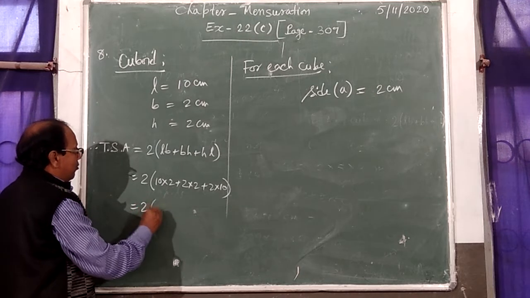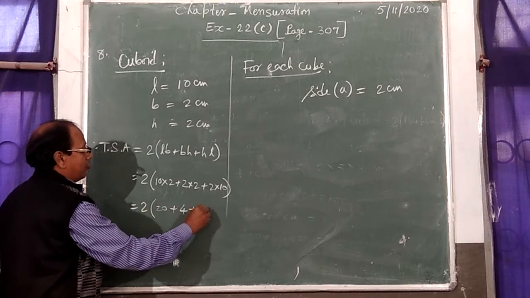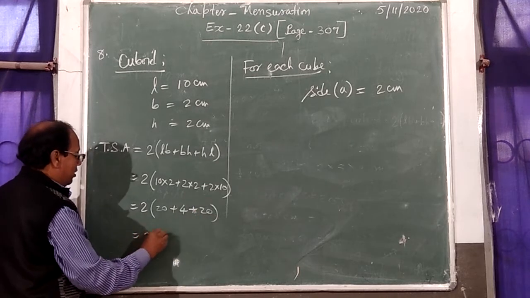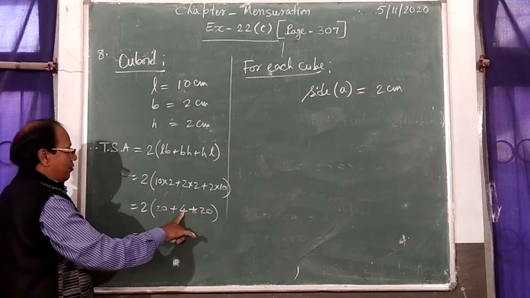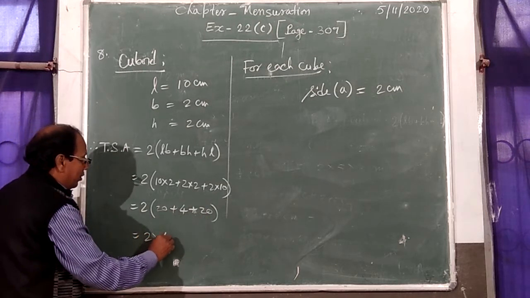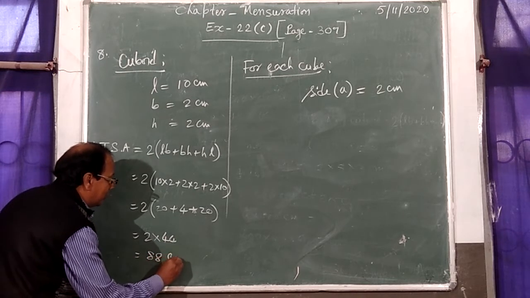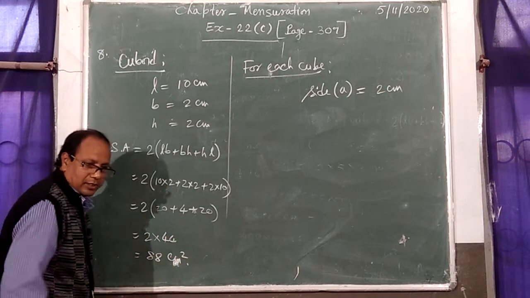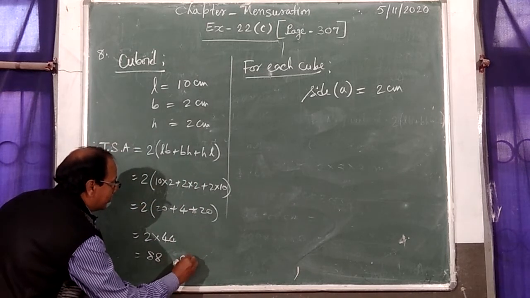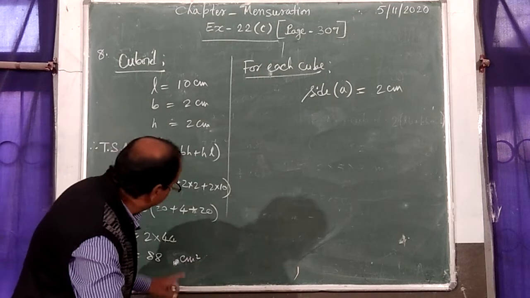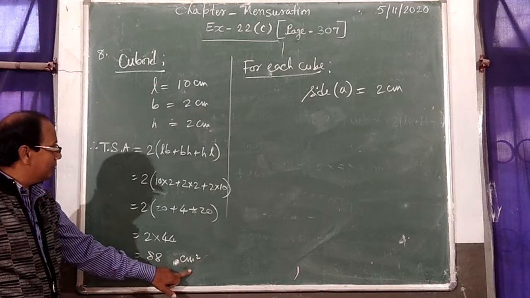So 2 times (20 plus 4 plus 20). Right? So we have 20 plus 20, 40, plus 4, 44. 44 into 2 is equal to 88 centimeter square. Here the unit of area is centimeter square. That's why we have got 88 centimeter square.